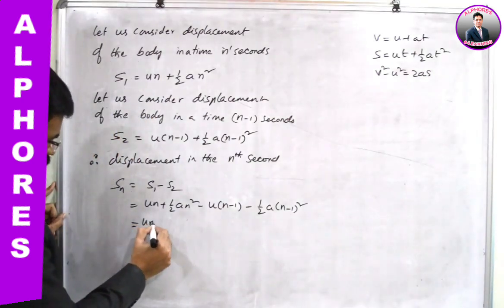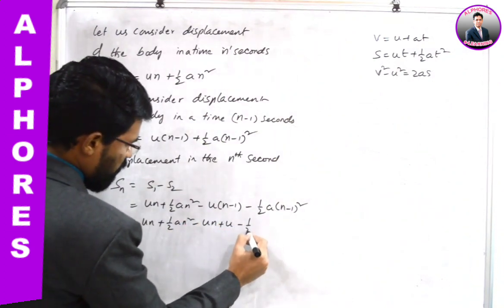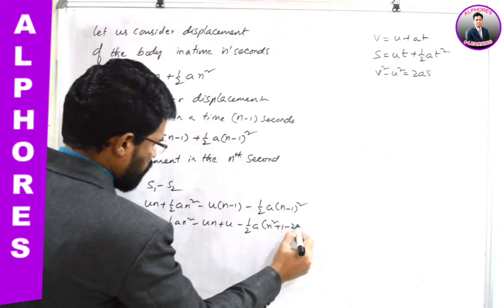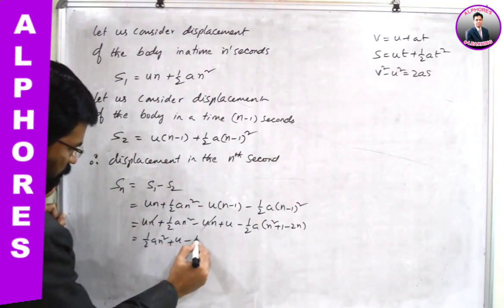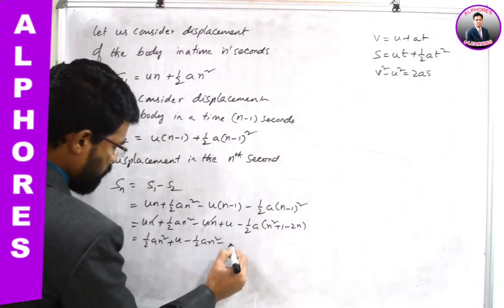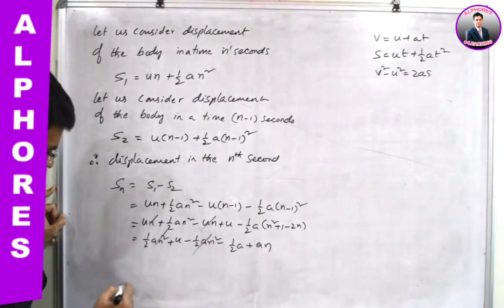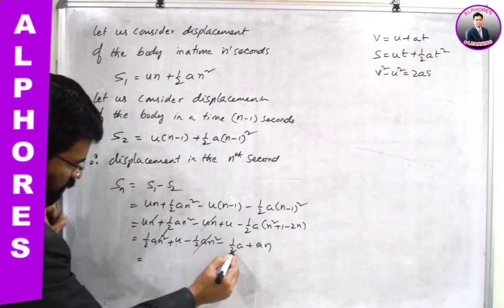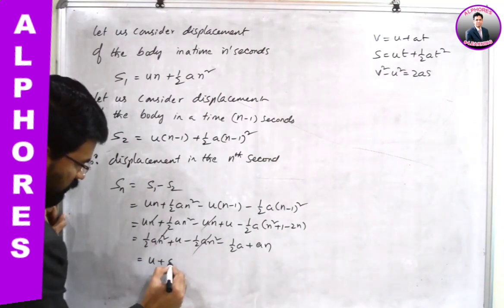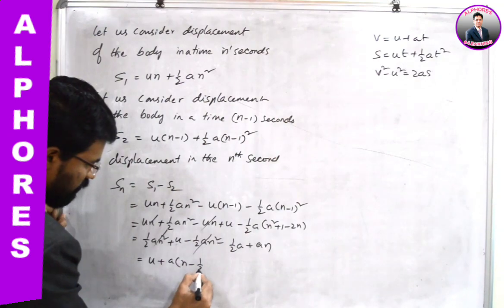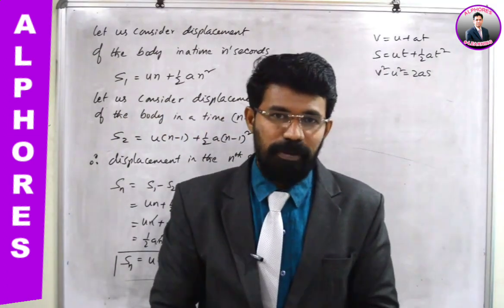So here you can expand this a little bit, and a few terms get cancelled. Half a n square minus un plus u minus half a into n square plus 1 minus 2n. So un gets cancelled, half a n square gets cancelled, and finally we are left with u minus half a plus an. Here a is present in both the terms, so I will take it out: u plus a of n minus half. So this is the displacement of the body in the nth second, or distance covered by the body in the nth second.